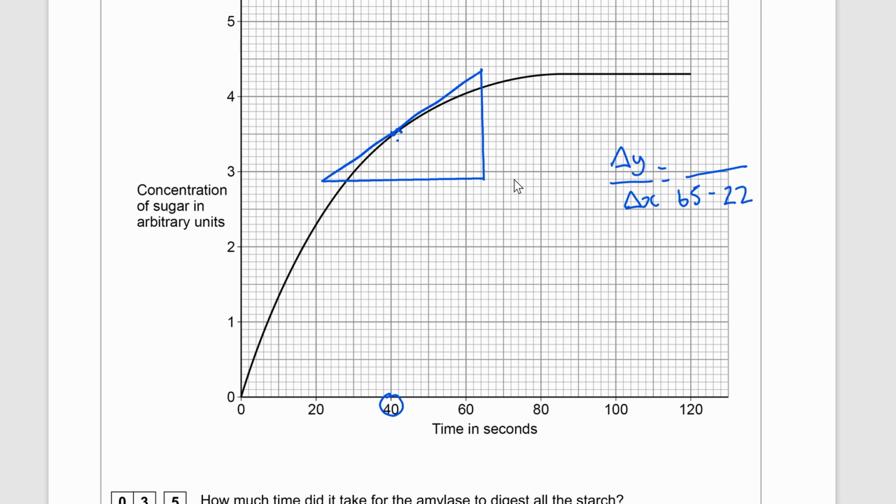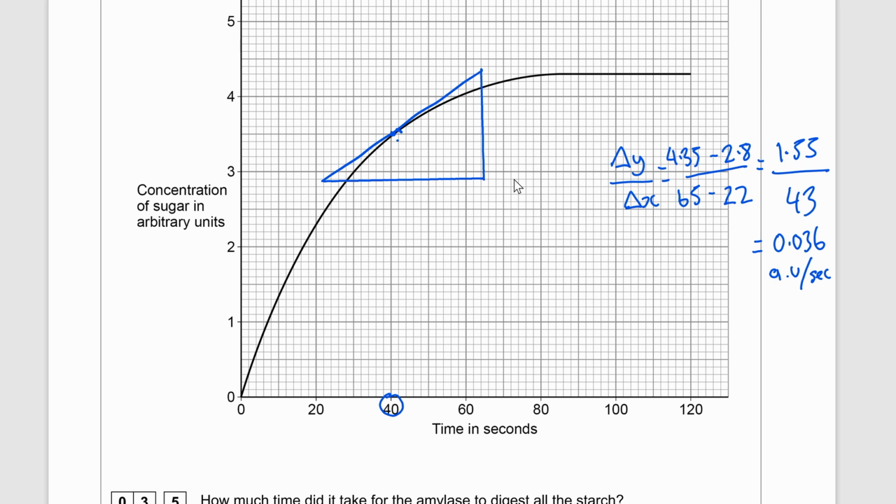For our y-axis, our lowest y value will be 2.8, and then our highest y value will be, very specific, 4.35. So simplifying those now, it'll be 1.55 divided by 43, and that will be our value of rate, 0.036. However, if it was to give a unit, that would be arbitrary units per second.